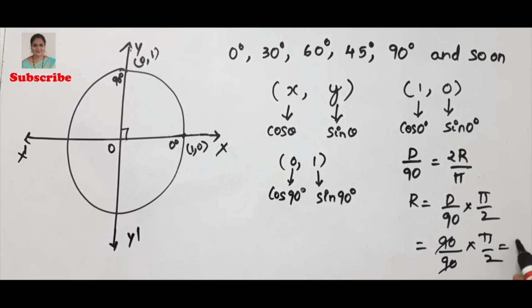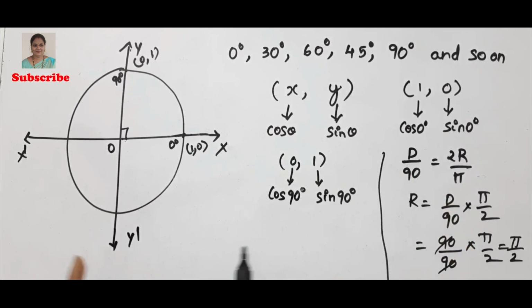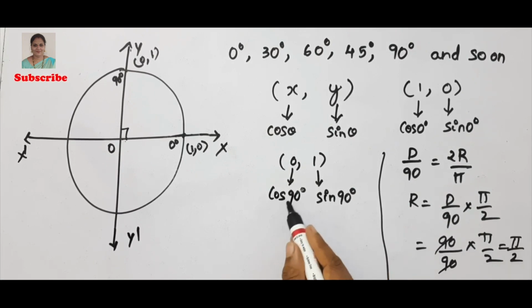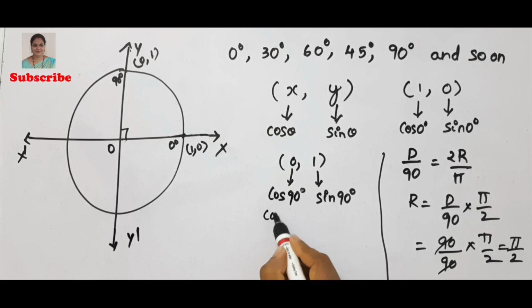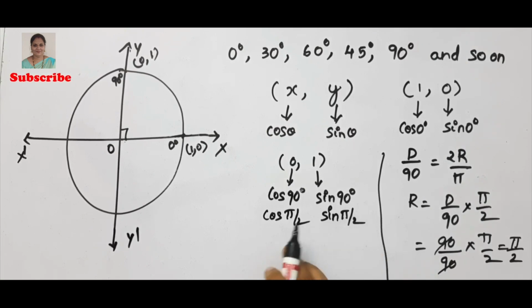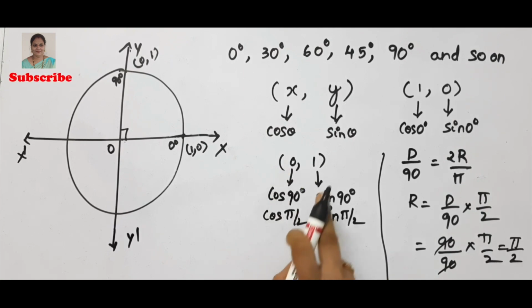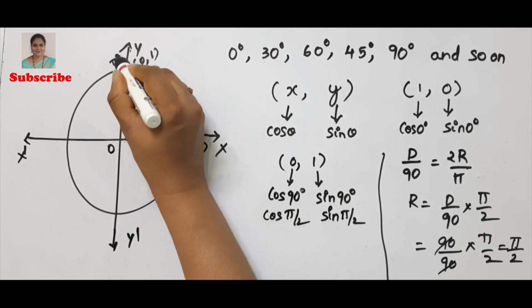So this cancels, you will get pi by 2. Similarly, using this relation, you can convert any degree into radians and you will get the value in terms of pi radians. Here it is pi by 2. So cos 90 degrees can also be written as cos pi by 2, sin pi by 2. The meaning is the same. Both belong to 90 degrees. Pi by 2 means it is 90. So we can also write that this value is cos pi by 2, this value is sin pi by 2. So this is the pi by 2 value.